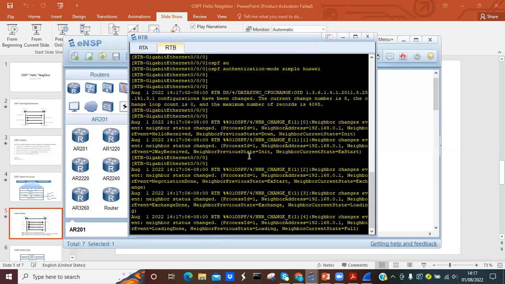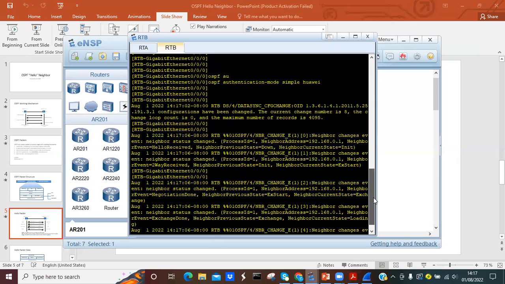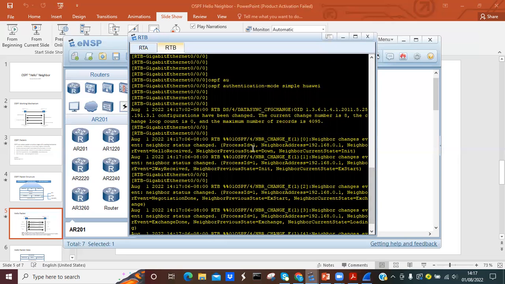So you can see, let's see whether we can sift through this information. We can see at this point, sorry, this one, it goes to full. Let's start from here. Process 1, neighbor address. It received a packet from a neighbor. You see, hello received. It has received a hello from the neighbor and transitioned from down to init. You see, at that point.